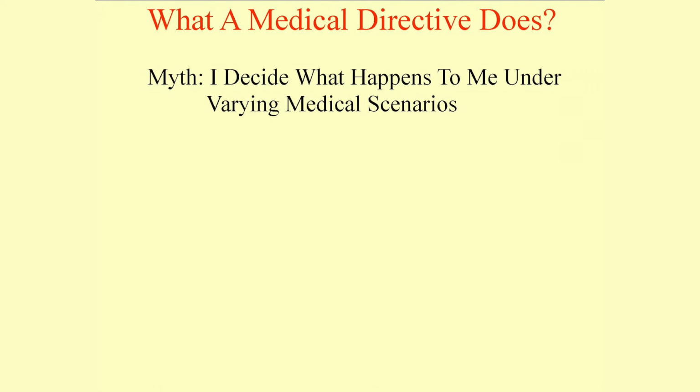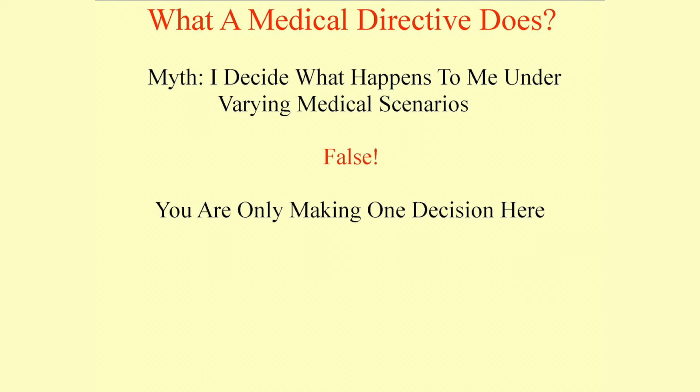There's a myth that you get to decide what happens to you under various medical scenarios. Actually, that's not true at all. You're only making one decision here. The medical directive form is designed to let the doctors know what your wishes are if you are on life support. That's it. If you are on a machine and you are incapacitated and there's no way you're coming back, and there's no way to live without that machine, you can decide yes or no with this medical directive whether you want to stay on that machine or not.